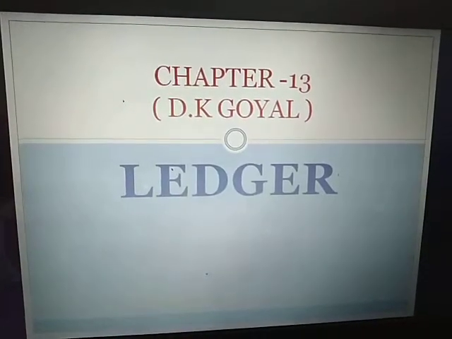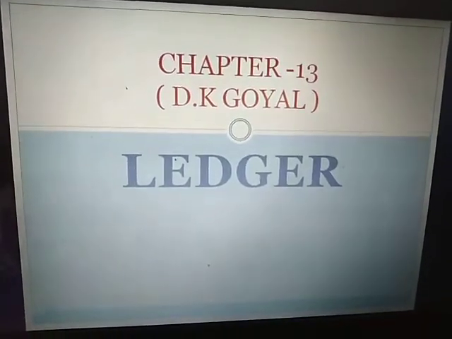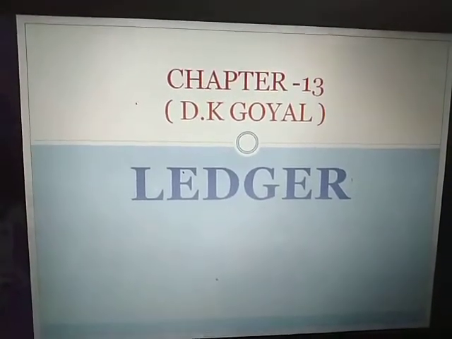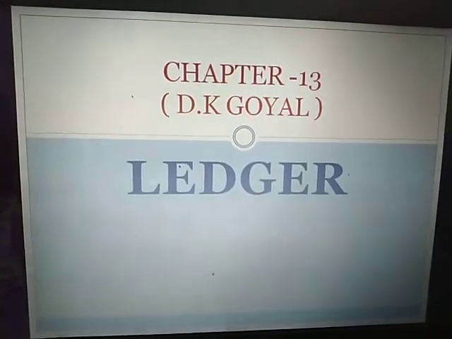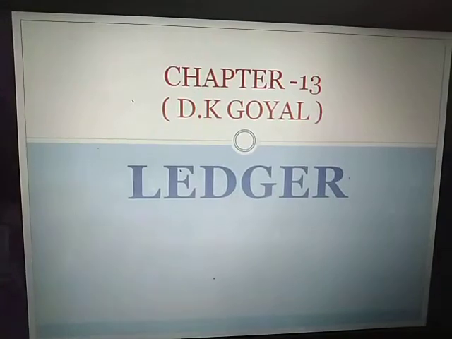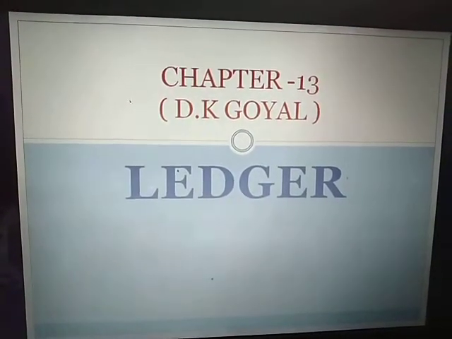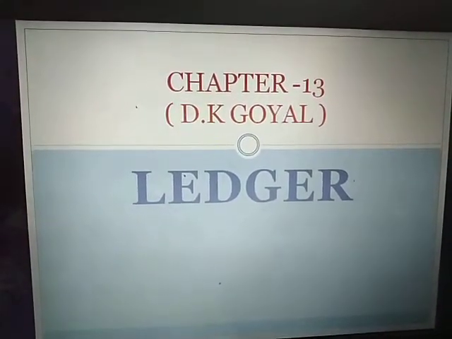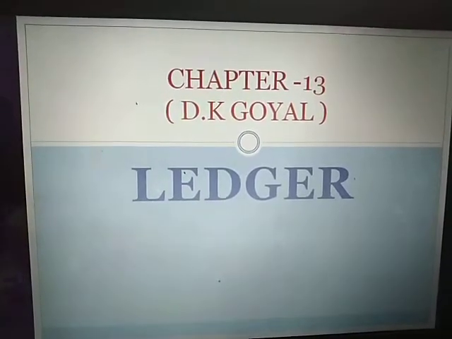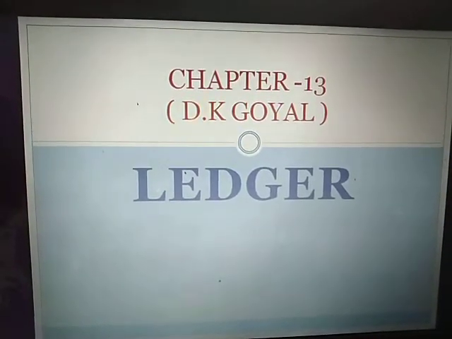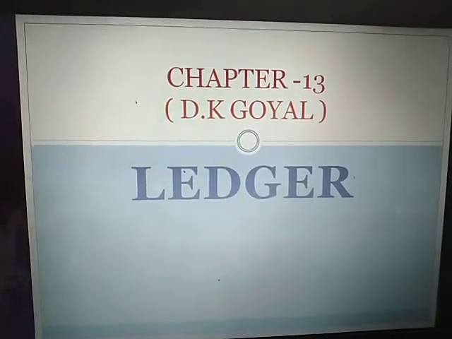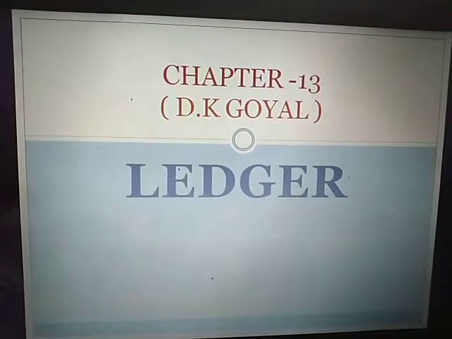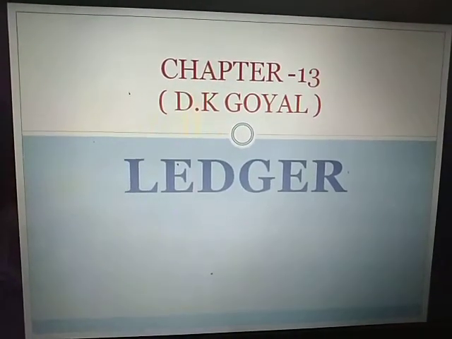Hello students, today we will start a new chapter from your accountancy, chapter number 13 from DK Goel, and the name is ledger. Now this concept is not very new to you because we have already done certain ledger accounts in our double entry bookkeeping system, where I had discussed how to make a creditors account, how to make an expense account. So just the explanations will be given to you in detail regarding ledger, because in that chapter I had not given you much knowledge about ledger. So we will learn in detail in this chapter. Okay, so let us get started with the chapter.